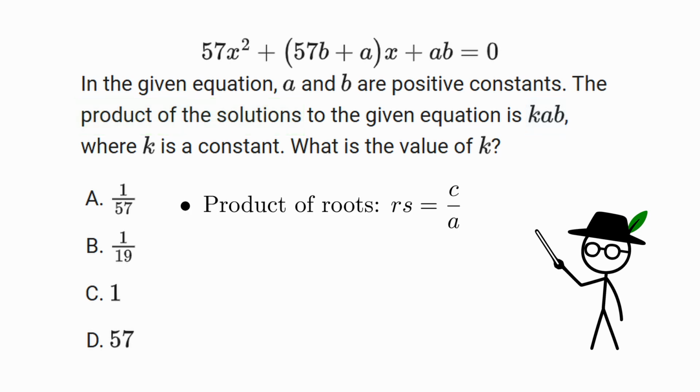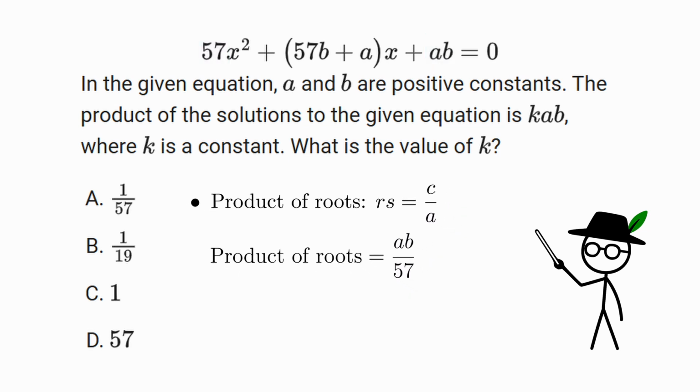Vieta's formula tells us that the product of the roots is c over a, or ab over 57 in our case. Quick note, it's extremely important to realize that these two a's are not the same. When using Vieta's formula, a represents the coefficient in front of x squared, or 57 here. It is not the same as the variable in this quadratic.